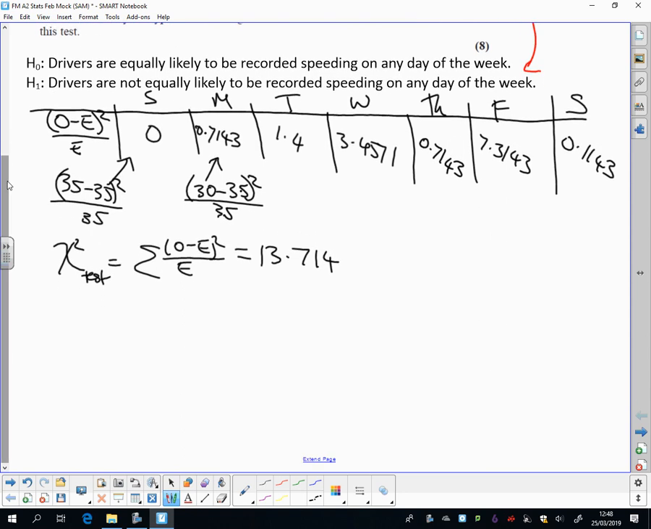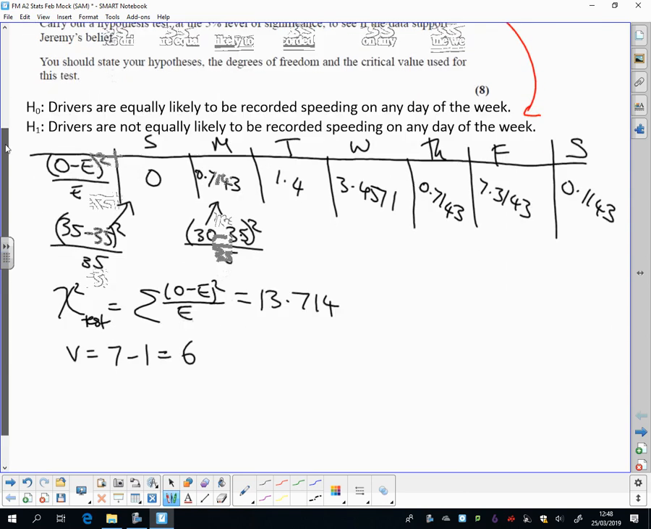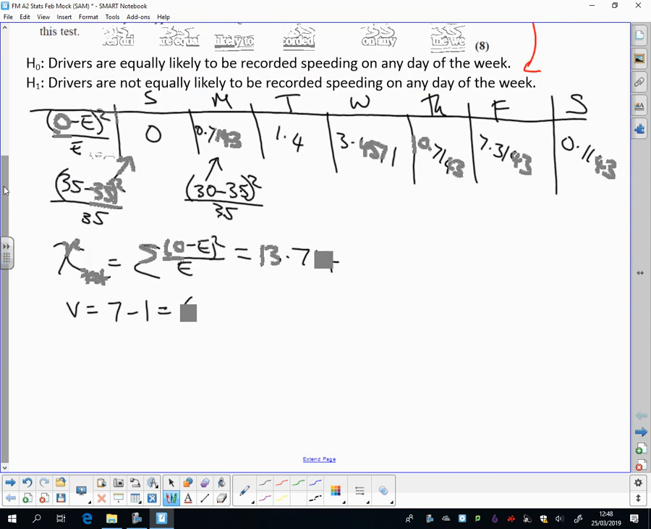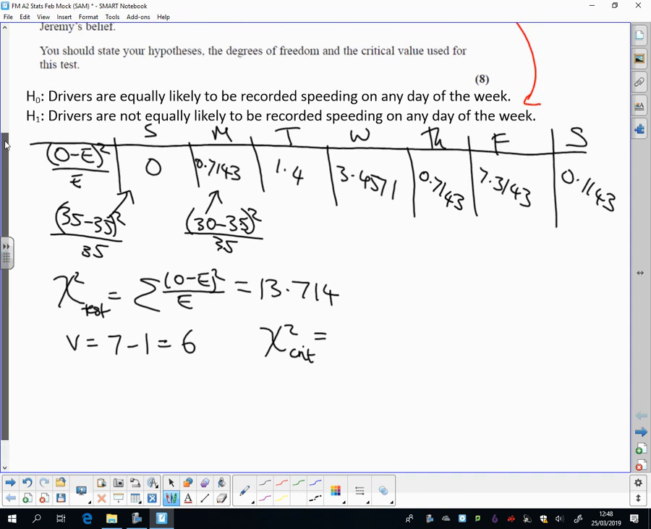We're going to need something to compare that with. In order to do that, we need to know our degrees of freedom. Now, in this case, we've got 7 days of the week, and our totals were fixed. Okay, so the only thing we've relied on is the fact that there is a total of 245 bits of data. So we subtract 1, which gives us 6 degrees of freedom, and then either using chi-squared tables, or in your calculator you can do an inverse chi for our significance level with 6 degrees of freedom.